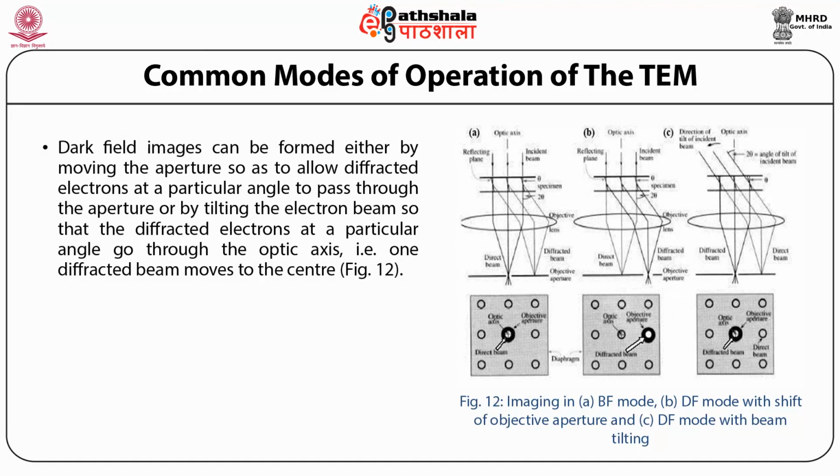Dark field images can be formed either by moving the aperture so as to allow diffracted electrons at a particular angle to pass through the aperture, or by tilting the electron beam so that the diffracted electrons at a particular angle go through the optic axis, that is, one diffracted beam moves to the center, as is shown in figure 12. Figure 12 shows the imaging in the bright field mode in the A portion, in the dark field mode with shift of objective aperture in B, and in C in the dark field mode with beam tilting.